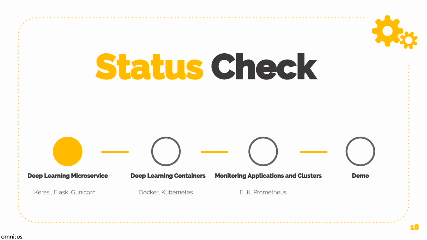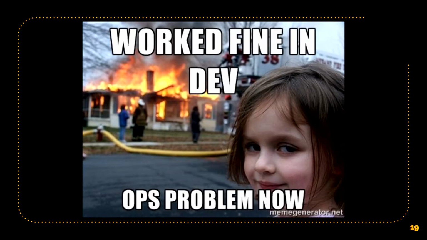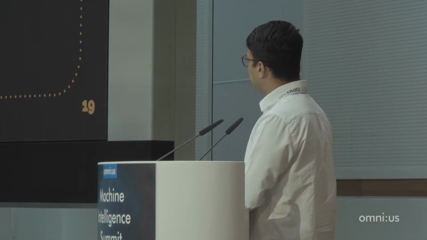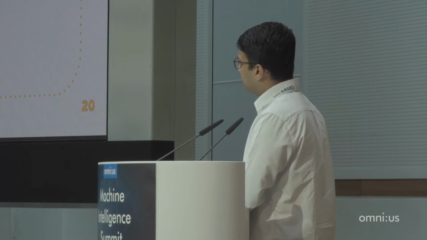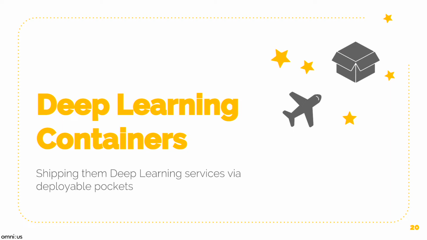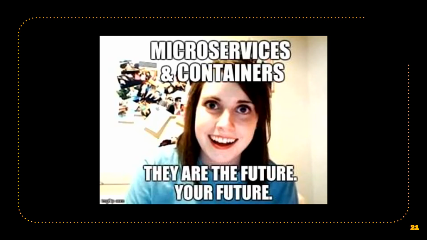So now that we have the microservice, we need to look at these containers. This is something that we normally keep hearing, and especially with us doing a lot of research with deep learning and building models, we say, okay, it works amazing on my system, we have everything that's there, but now it's an ops problem because it doesn't really work in production. How do we solve this? So what we're really trying to do is take the idea of microservices, put them into pockets that we can actually deploy, and stop complaining that DevOps didn't do their job.